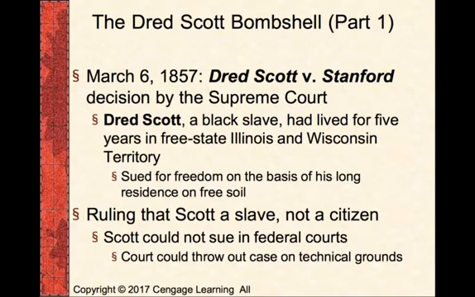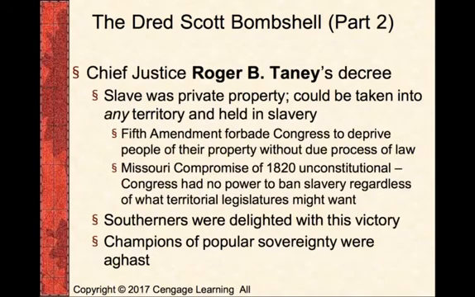The Supreme Court ruled that, in fact, Scott was a slave, not a citizen, and therefore he could not sue in federal courts, and that the court could have thrown out the case on technical grounds in and of itself. Like, your cow can't sue the farmer for milking it too often. Okay? He's not a citizen, he's a slave. He is property of the owner. And so the court actually didn't have to hear the case at all. They could have just thrown it out. But they went a step further.